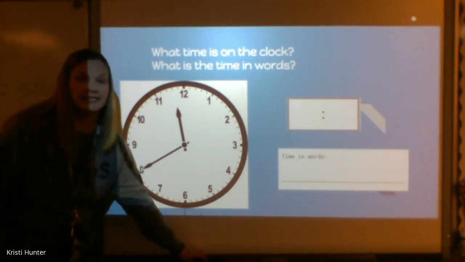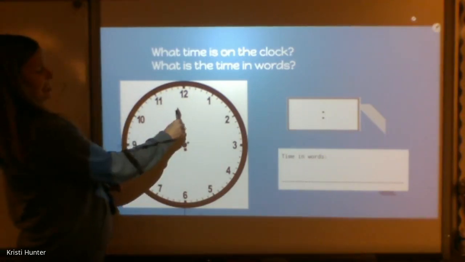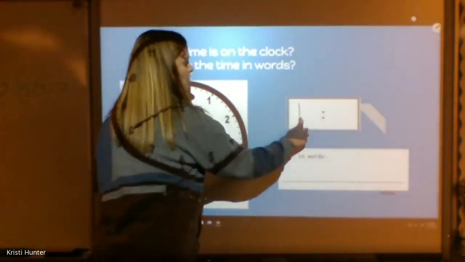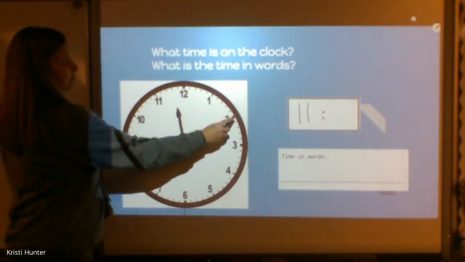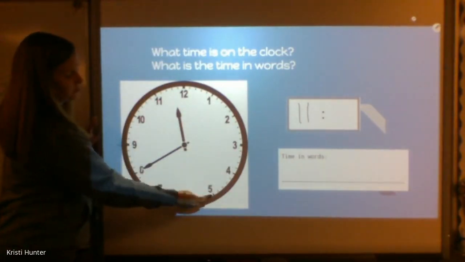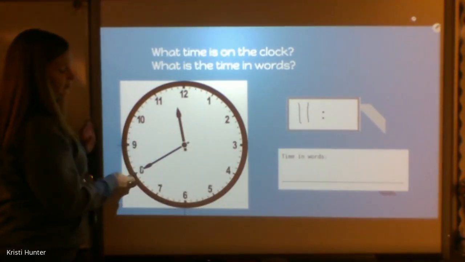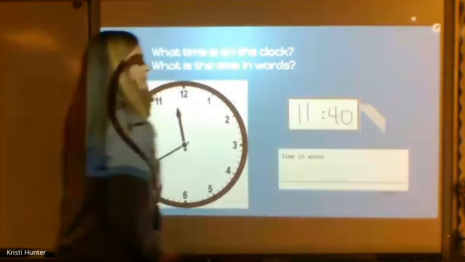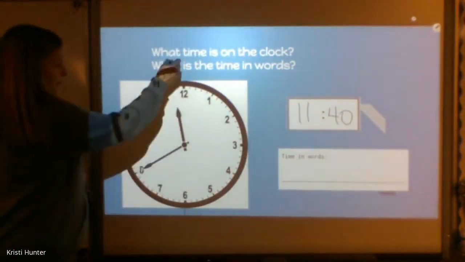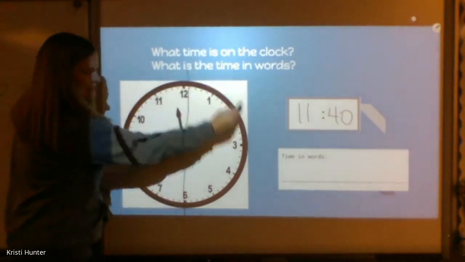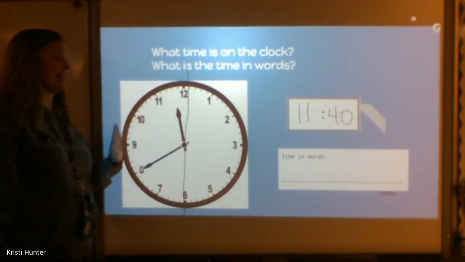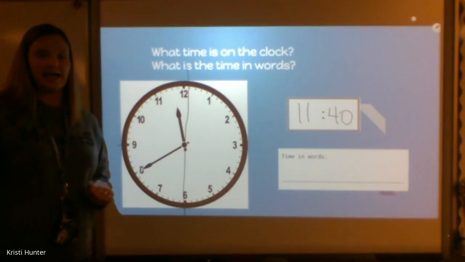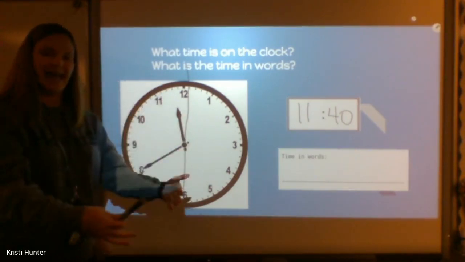Let's see if we got the same answer. So it looks like it's 11 o'clock, hasn't touched the 12 yet. Counting around, 5, 10, 15, 20, 25, 30, 35, 40. So it's 11:40. Now remember, if it passes that halfway mark, I'm getting ready to go to the next hour. I want to know what's coming next.